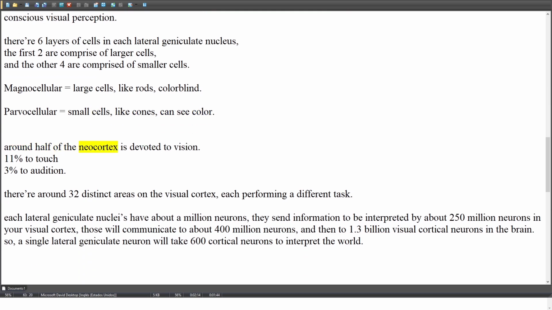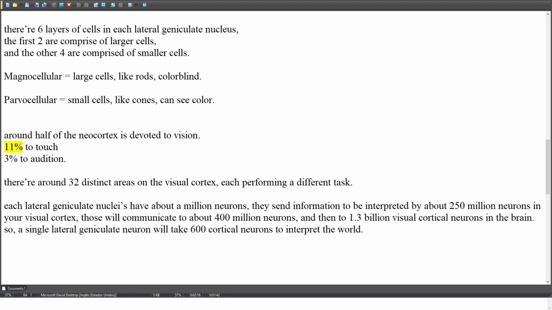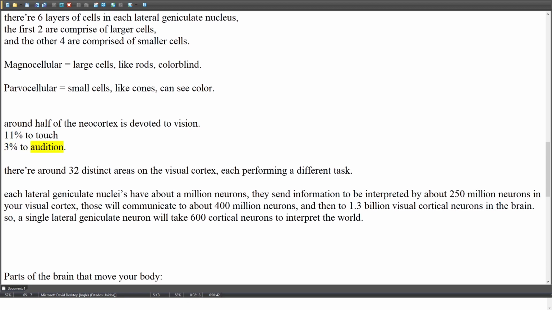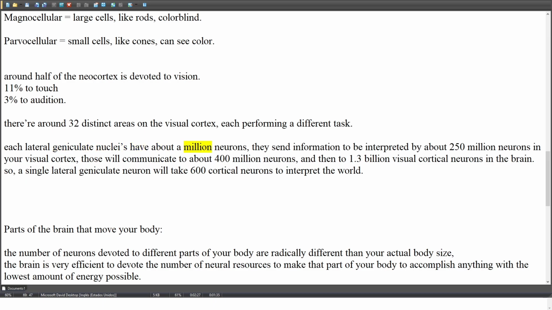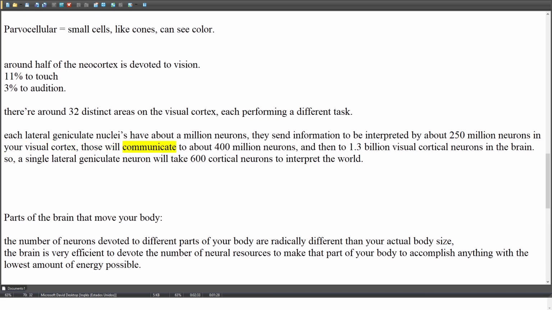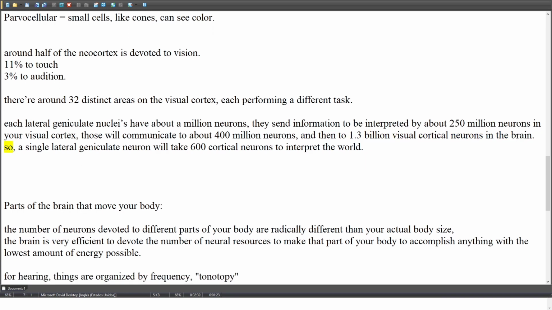Around half of the neocortex is devoted to vision, 11% to touch, 3% to audition. There are around 32 distinct areas on the visual cortex, each performing a different task. Each lateral geniculate nucleus has about 1 million neurons, and they send information to be interpreted by about 250 million neurons in your visual cortex. Those will communicate to about 400 million neurons, and then to 1.3 billion visual cortical neurons in the brain. So a single lateral geniculate neuron will take 600 cortical neurons to interpret the world.